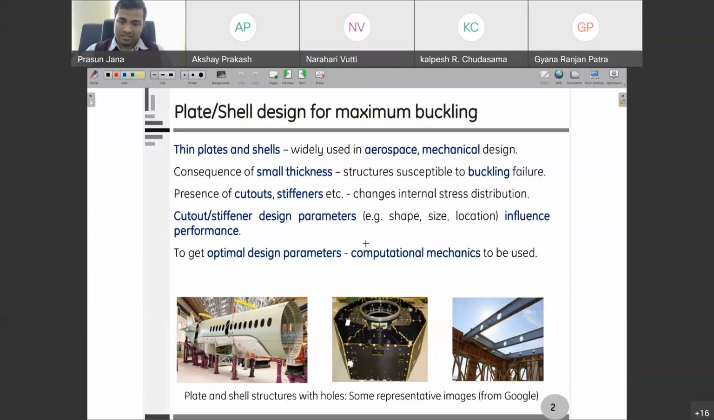So here I'll just take a few smaller problems, not the exact structure which is used in aerospace structures. We'll start with one or two case studies where we approach from academic interest. We'll see how we can set up these problems and try to optimize a few of these plate or shell parameters. Okay, and we'll also see how the optimal design changes by changing different parameters.